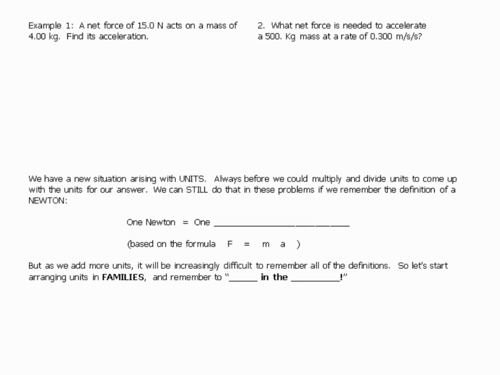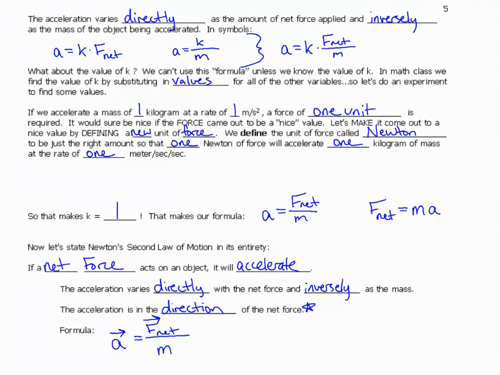Okay, this is Unit 3. We're looking at some examples of Newton's second law. This is on page 5. So example 1, a net force of 15.0 newtons acts on a mass of 4.00 kilograms. Find its acceleration. So remember the formula that we came up with just a little bit up the page.